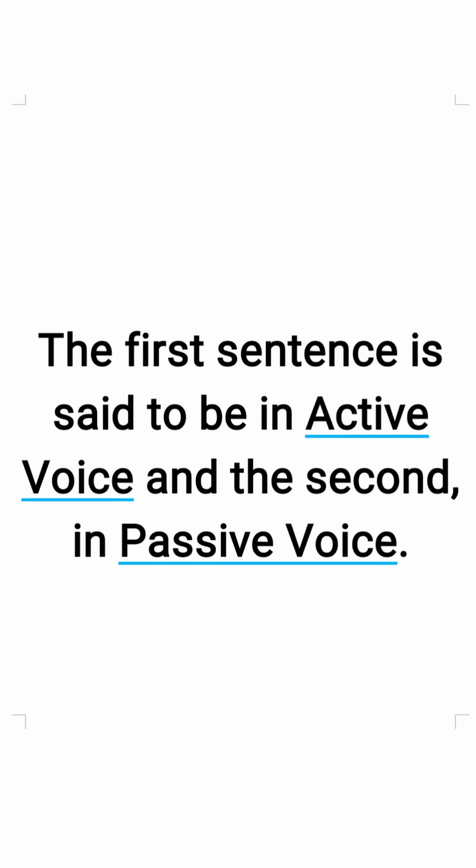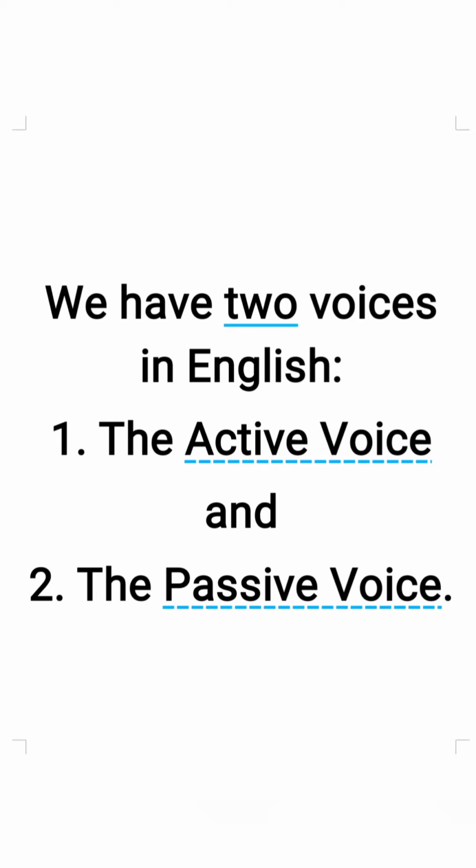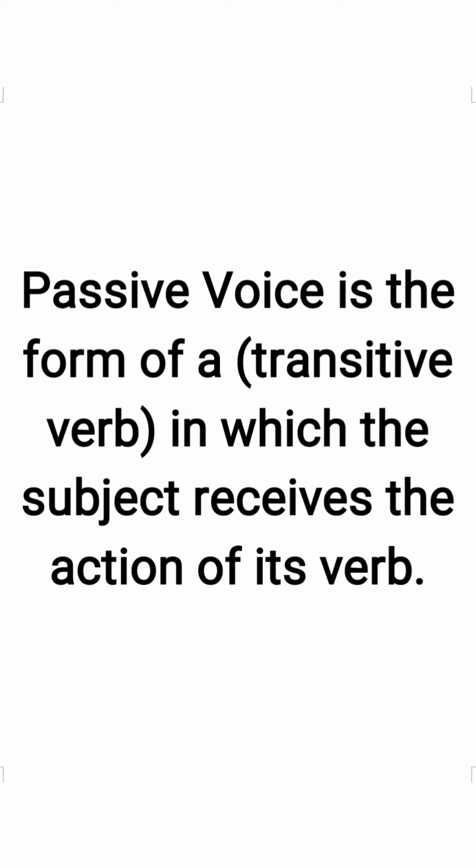The voice is the form of the verb that shows the relation of the subject of the verb to the action it expresses. And we have two voices in English. These are the active voice and the passive voice. Active voice is a form of verb in which the subject carries out the action of its verb, and passive voice is a form of a transitive verb in which the subject receives the action of its verb.